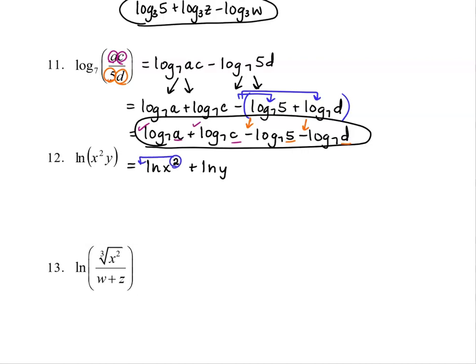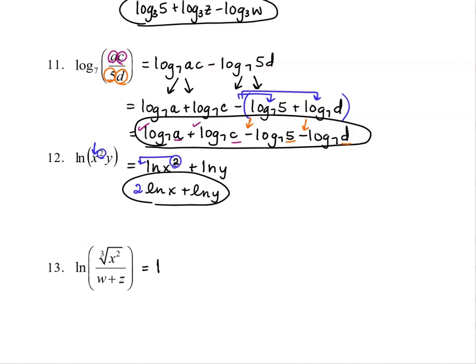Once we have the x squared separated from the y, then we can apply the power rule to just that logarithm to get our final answer. Because the 2 was only the exponent on x, it should only be in front of the logarithm with x.